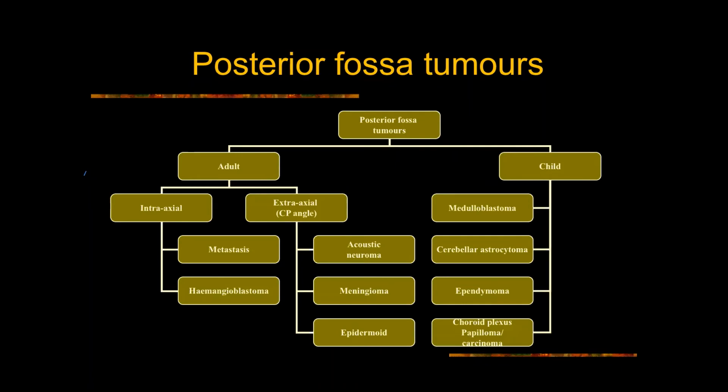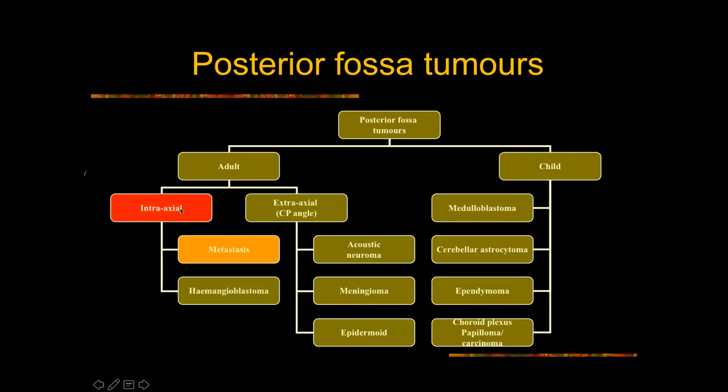Thanks. So we're done with hemispheric tumors. The next category will be the posterior fossa tumors. Posterior fossa tumors are slightly different. You've got to divide into adults and children, and these are the things to consider depending on location. So let's start off with adult intraaxial tumors.